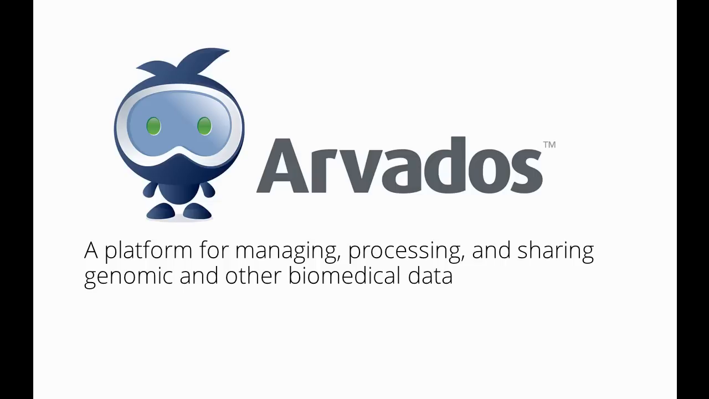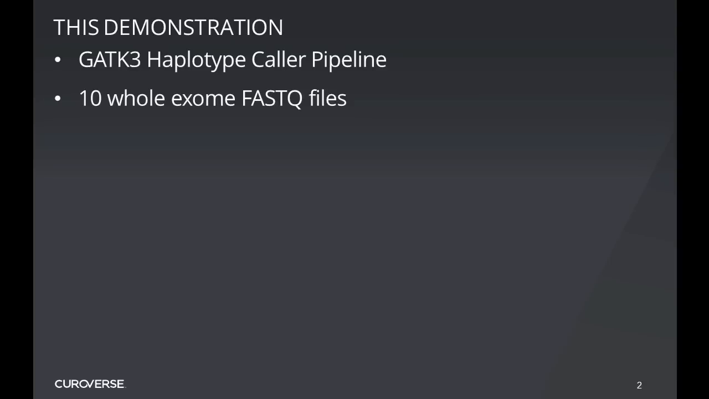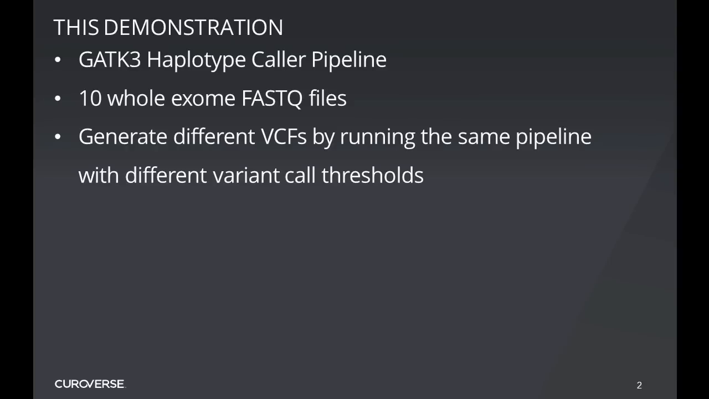Arvados is an open source platform for managing, processing, and sharing genomic and other biomedical data. For this demo, I want to experiment with the GATK3 Haplotype Caller on a dataset of 10 whole exome FASTQ files to generate different VCFs. My goal is to run the same pipeline several times with different variant call thresholds. I'll use the outputs for more analysis later.